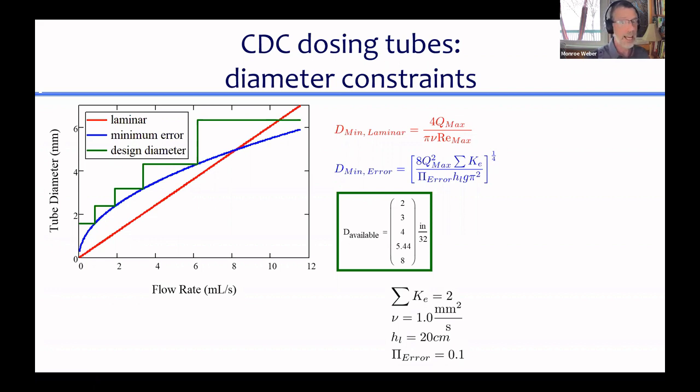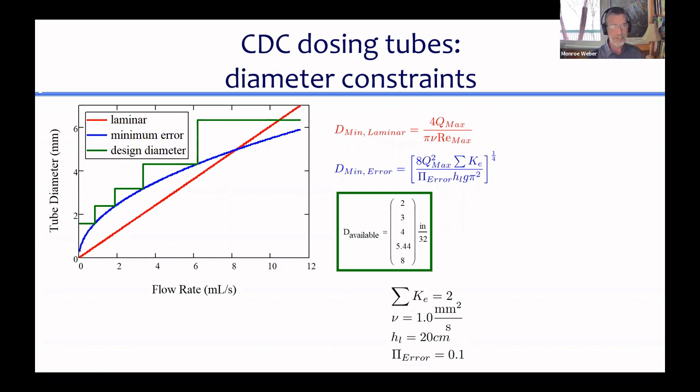What's interesting is that for the range that's of interest, the blue line dominates. That was what we hadn't initially realized when we were creating this design. The blue line dominates. That's the real constraint. It's not the laminar flow that's the constraint. It's keeping the minor losses small. That is the real constraint.